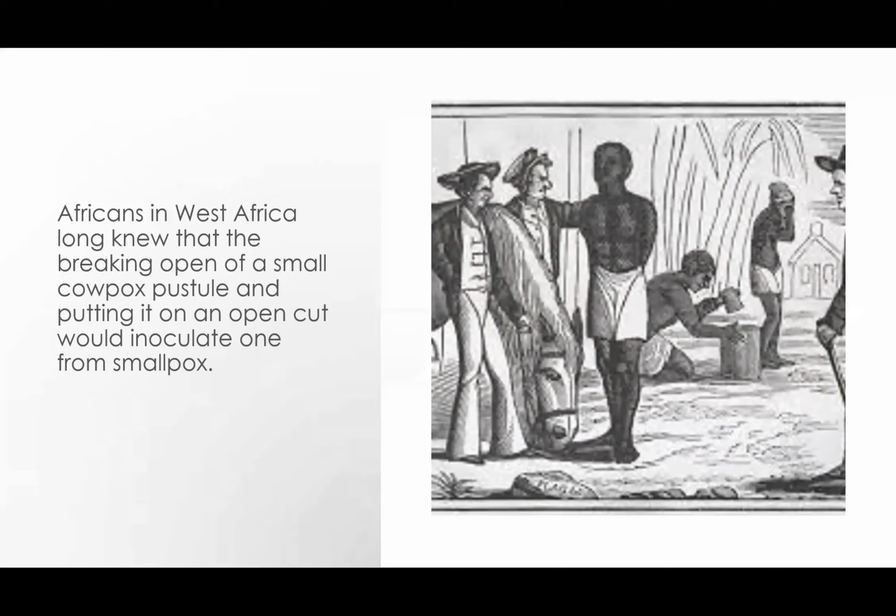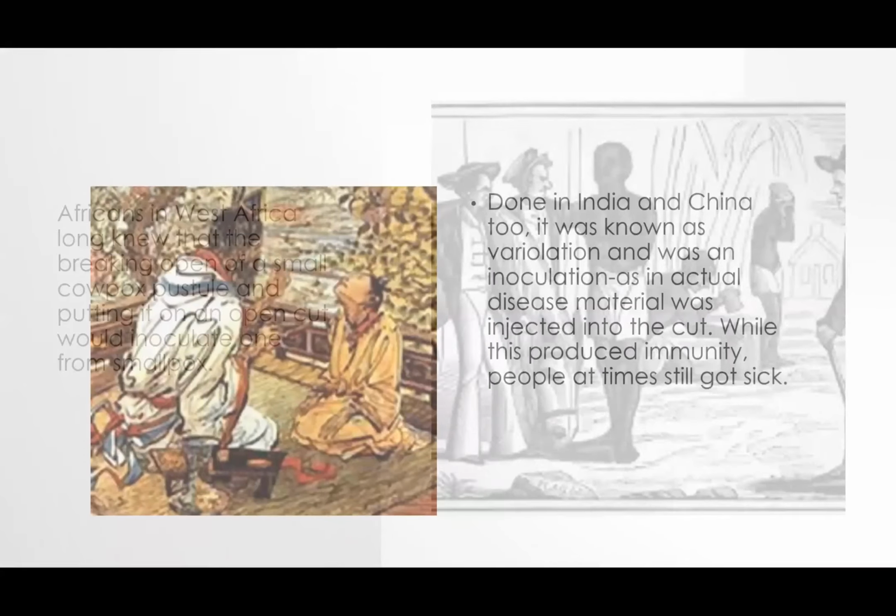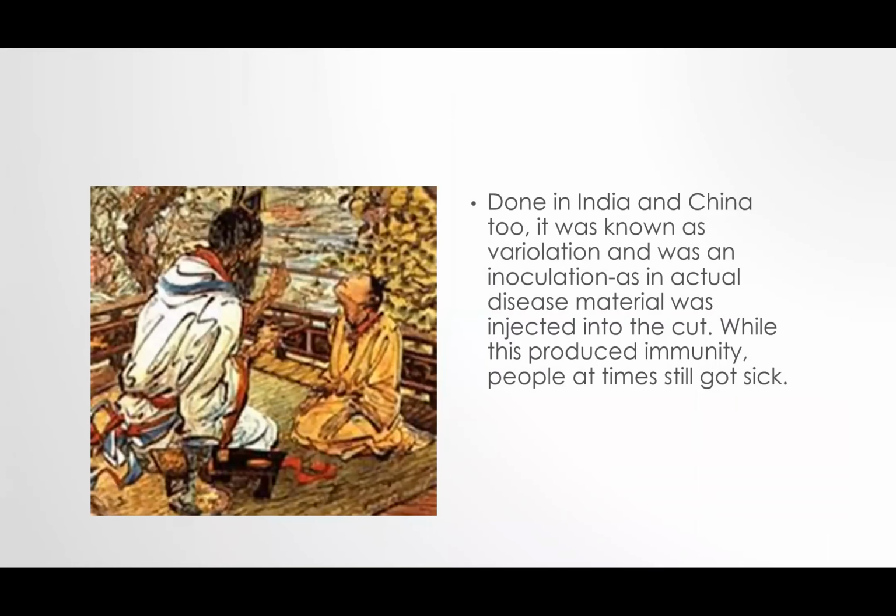Africans in West Africa long knew that the breaking open of a small cowpox pustule and putting it on an open cut would inoculate one from smallpox. Done in China and India too, it was known as variolation and was an inoculation, as in actual disease material was injected into the cut. While this produced immunity, people at times still got sick.